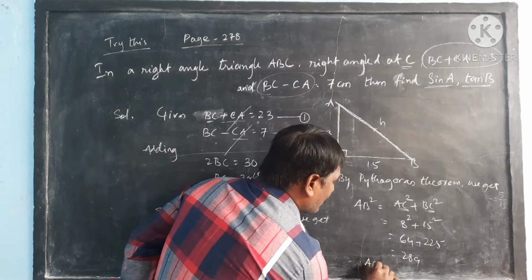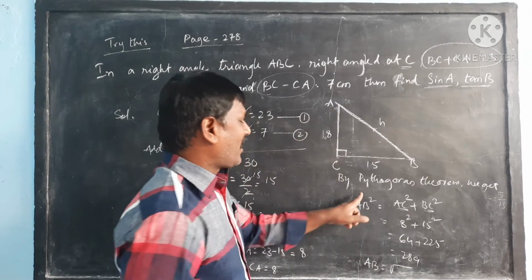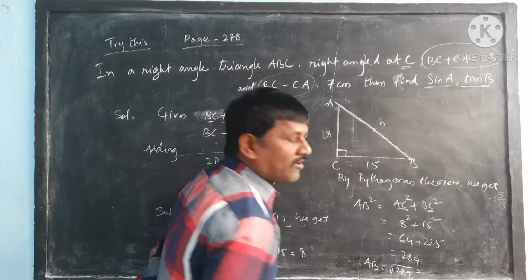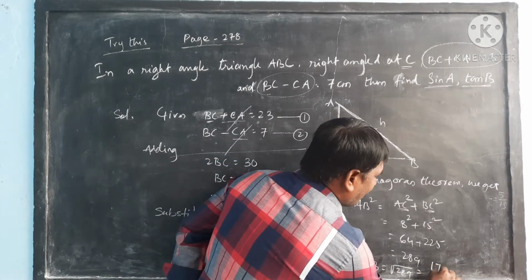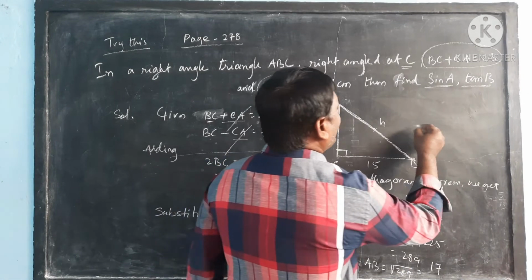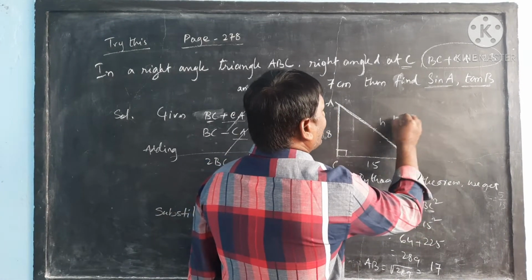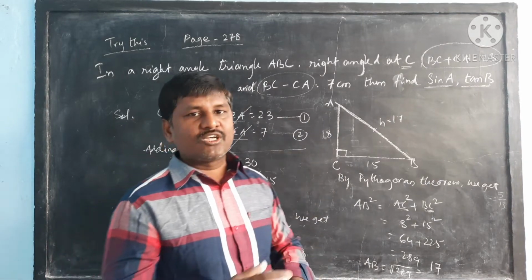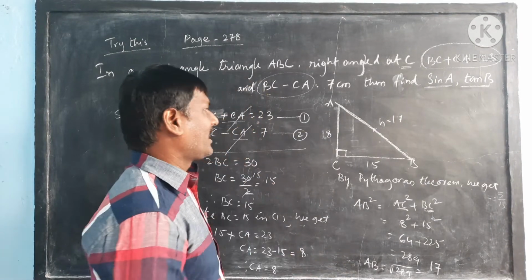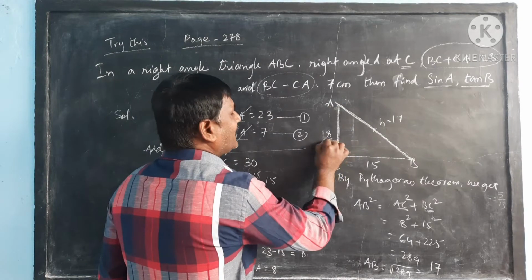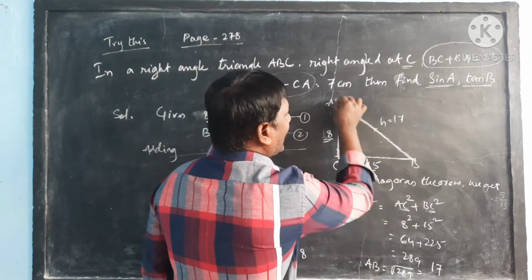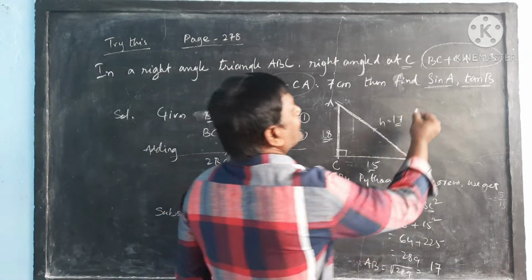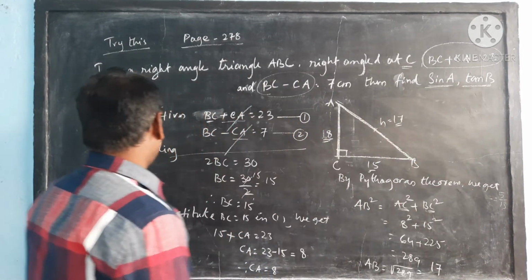Then AB is equal to, transferring the square to the right side, the square root of 289. The square root of 289 is 17. So therefore the value of AB is equal to 17. Understand? We have got the individual measurements of the sides of the right angle triangle: AC is equal to 8, BC is equal to 15 and AB is equal to 17. Now we can find the values of sin A and tan B very easily.